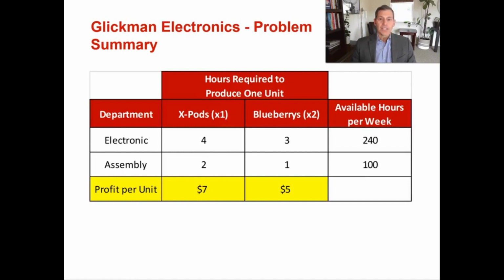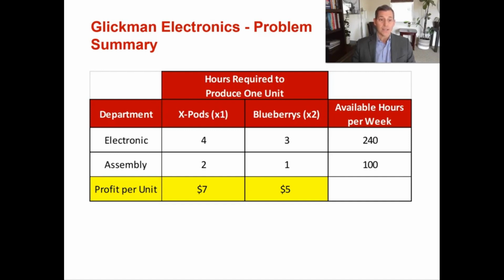Okay, so for Glickman Electronics, if you recall from the last video, our decision variables are x1 and x2. That is our xpods and our blueberries. So we're trying to determine how many of each product to make. Our objective function is to maximize profit, and it's subject to the constraints of 240 hours available per week in the electronic area and 100 hours per week in assembly.